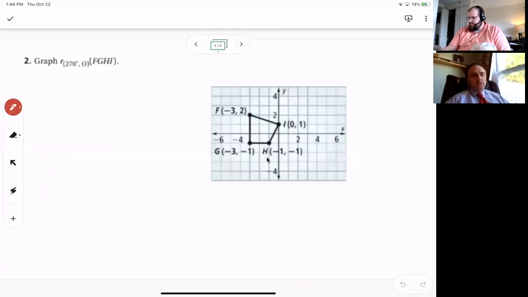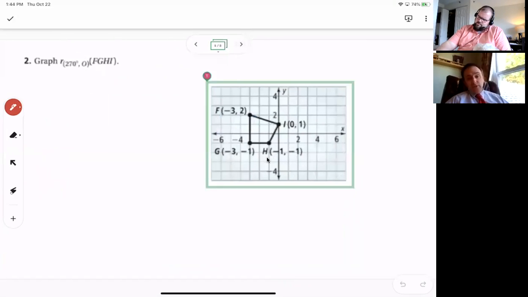All right, this one says rotate 270. So we can do the same thing Mr. Carlson was talking about. We rotate 270. Make sure you're clear which way you're going to go. So we're going to rotate counterclockwise. So 90, 180, 270.